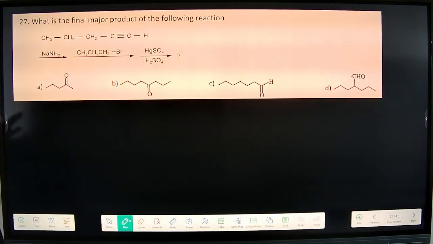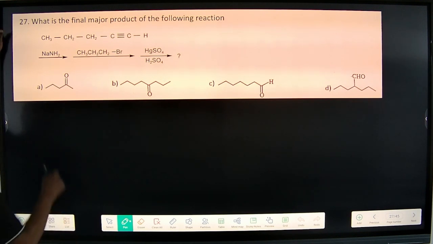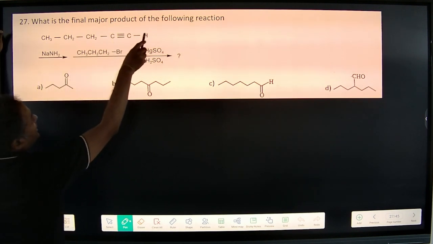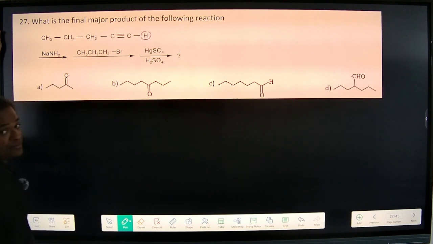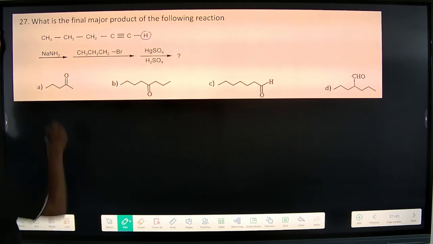Now, this is one of the very common questions. Let us see what it is. I have here an alkyne which contains a terminal H. That means you have a terminal alkyne, which is acidic. So, it can react with a base very easily.